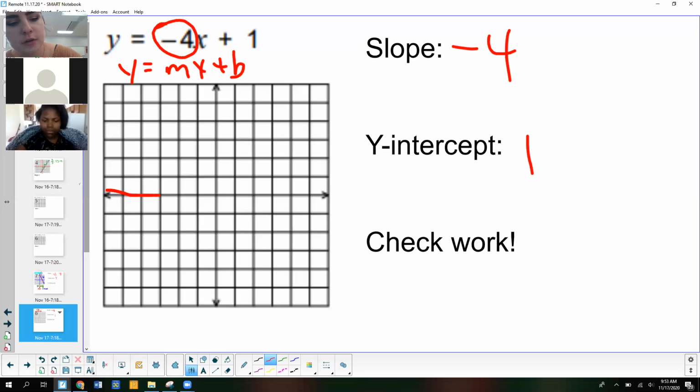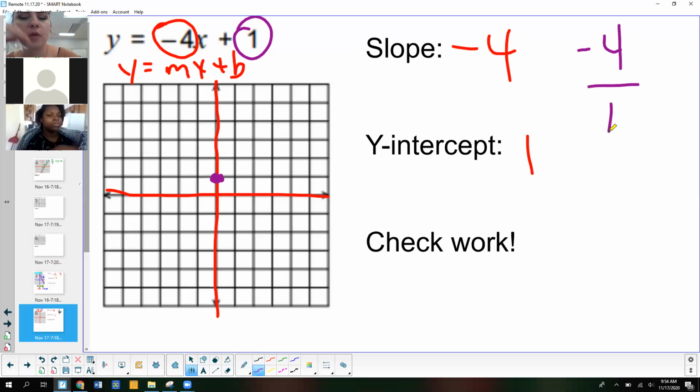So I'm going to go ahead and draw my x-axis, draw my y-axis. And then I'm going to go ahead and start with my y-intercept, which is +1. So I'm going to start right here. And then my slope is -4. Whenever you have a whole number by itself, -4, you can always put it over 1 to do your rise over your run. So -4, we're going to go down 1, 2, 3, 4 over 1, down 4 over 1. And same thing, I can go over 1, up 4. And then that is going to be the line that goes with that formula.